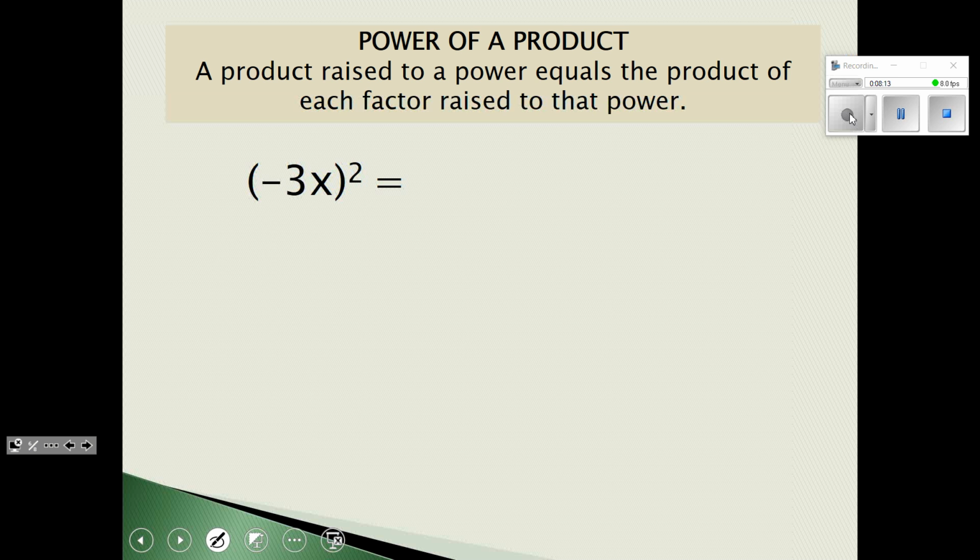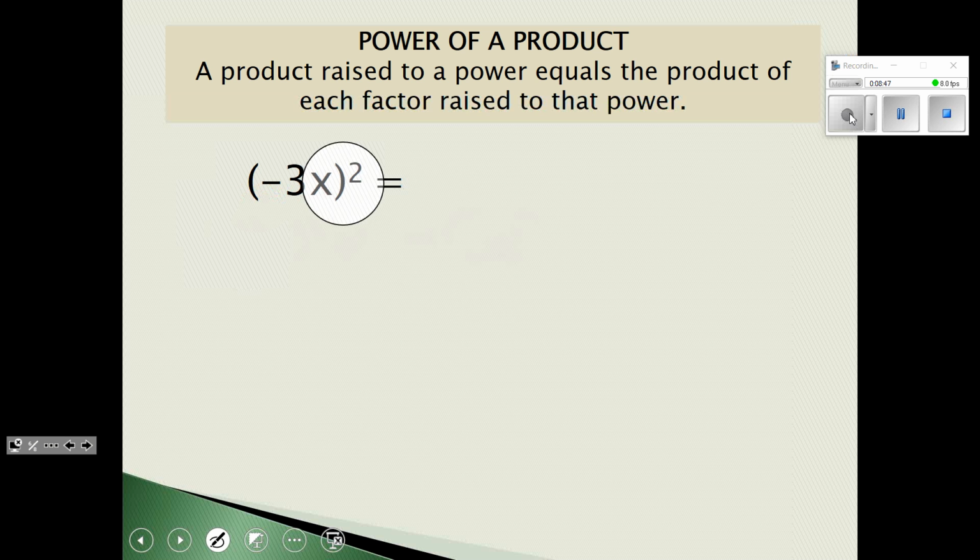Now, if inside the parentheses you have more than one base, here we have in parentheses negative 3, which is a base, and x, which is a base. We have to apply the exponent to both of these. We have to distribute it to both. So what you actually have is negative 3 squared and x squared. Now we can evaluate that, and we know that negative 3 squared is the same thing as negative 3 times negative 3, which is a positive 9, and then we have x squared.